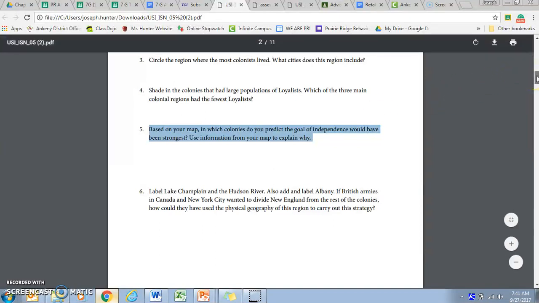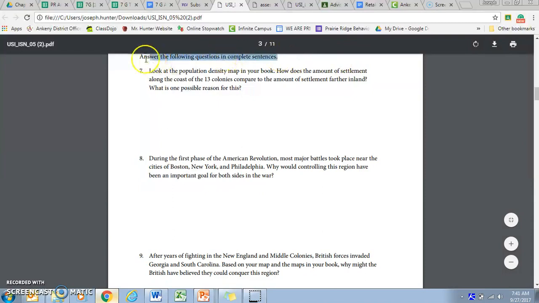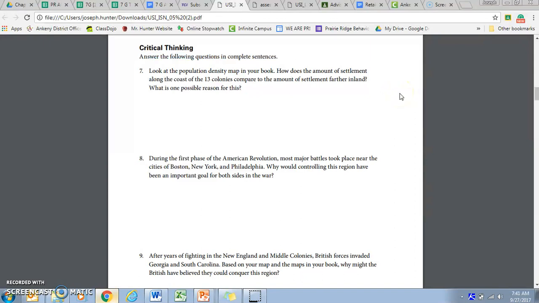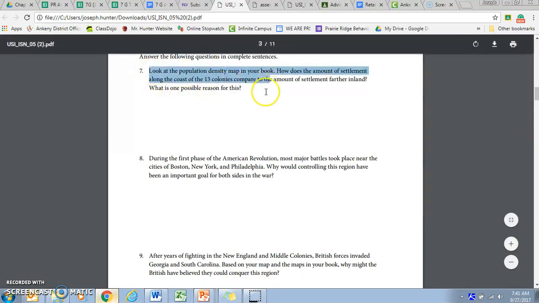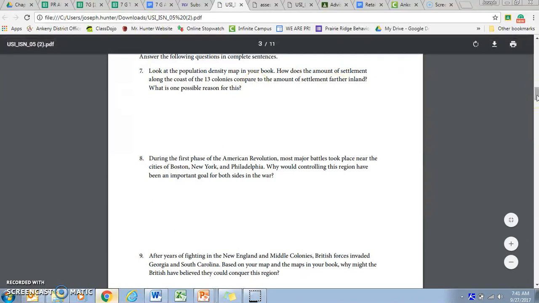Make sure you're answering these to the best of your ability. When you get to the critical thinking portion, okay, these need to be in complete sentences, okay? Answer the following questions in complete sentences. You are going to use conclusions from the population density map as well as the other maps in setting the stage to come to these conclusions. Now, these answers won't necessarily be right there on the map, okay? You're going to have to use some higher order thinking skills in order to find these answers. Okay, make sure that you are working your hardest on this.